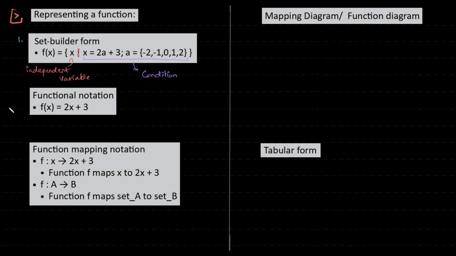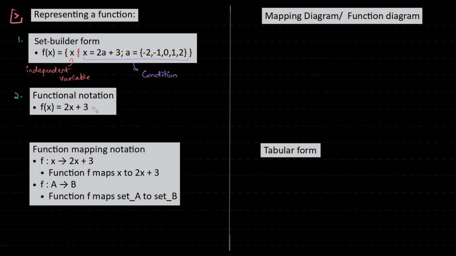So where exactly is this used? Generally it's used to describe a graph or to broadly talk about the function. Basically it's used in documentation and the like, right? Next is your functional notation. It's quite simple. f of x is equal to 2x plus 3.